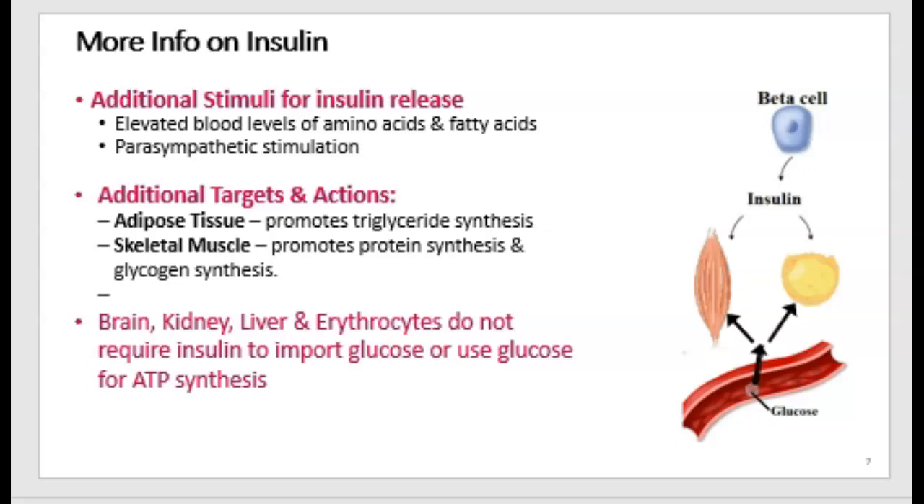Not all of the cells in your body need insulin, though, to take up glucose from the blood. The brain, the kidney, liver, and red blood cells don't require insulin to import glucose or to use glucose for ATP synthesis.